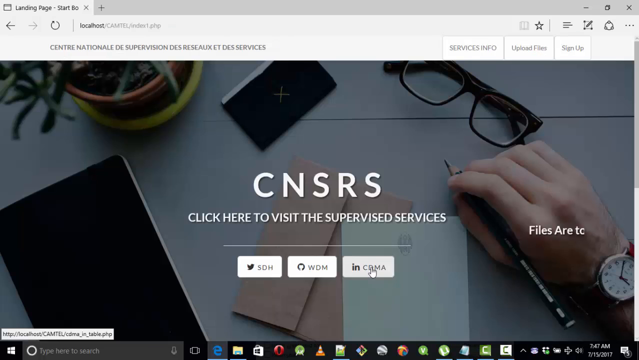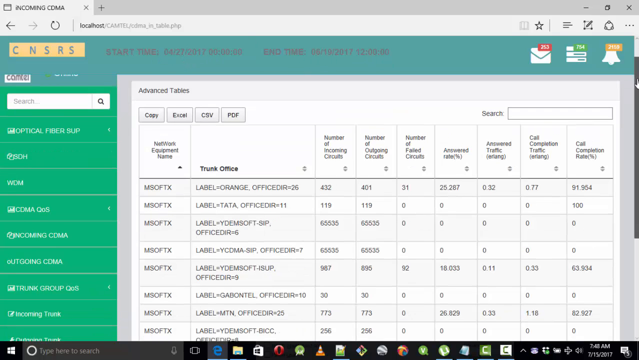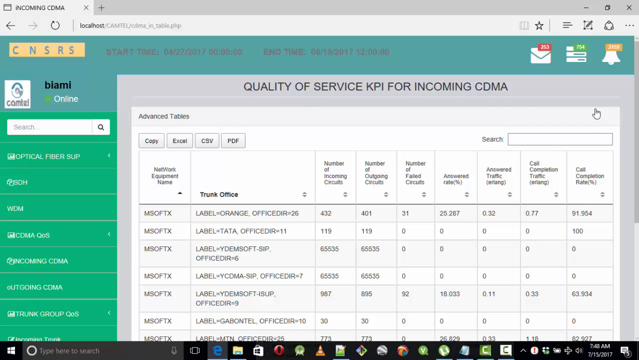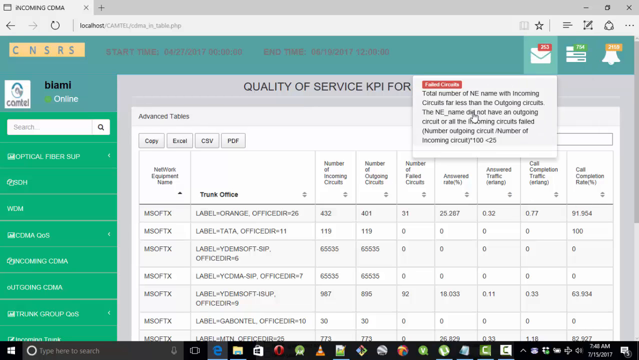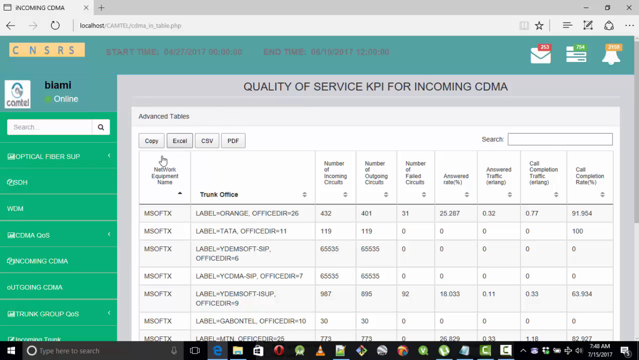Now for the CDMA, CDMA is all about the quality of services. Here we have quality of service for the incoming calls. We have a total number of incidents which is 2,159. 754 have a call completion rate greater than 90%. 253 have the incoming circuits, the number of installed circuits which is 40. 25% of the installed circuits are 40.